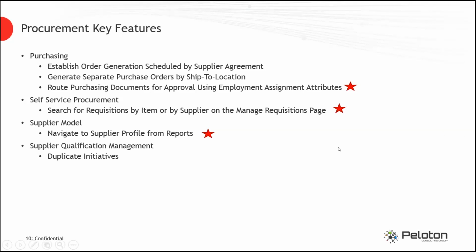And on self-service procurement, this is another cool feature. You can now search for requisitions by item or supplier on the manage requisitions page. Initially, you did not have this provision because you had to go by the default procurement requisition unit. That's how you were limited, but now it's opened up.